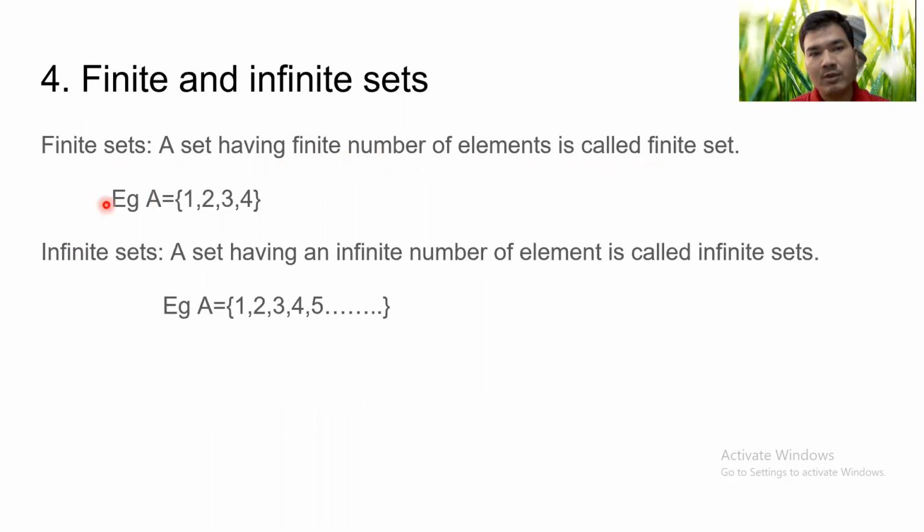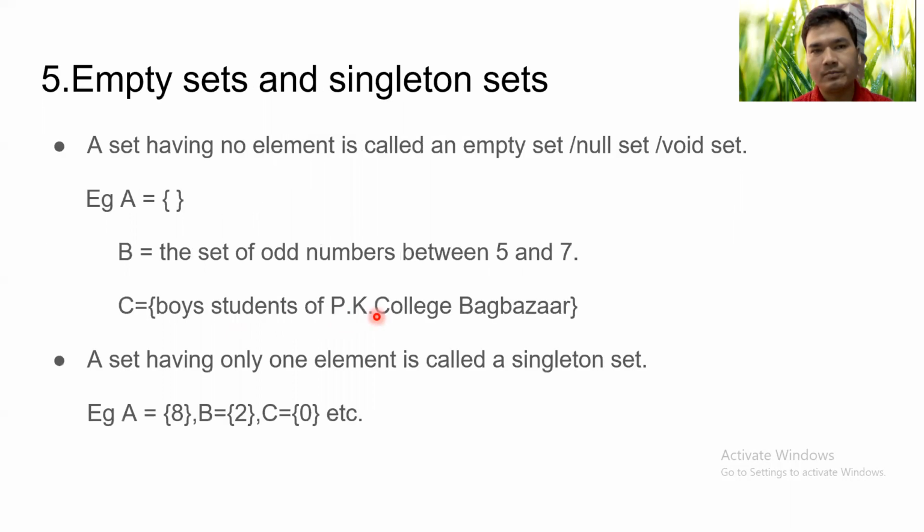Look at the example, set A. Inside set A, how many elements are there? 1, 2, 3, 4. These 4 elements are there. We can count them. That's why it is a finite set. Similarly, what is an infinite set? A set having an infinite number of elements is called an infinite set. Look at the example A equals 1, 2, 3, 4, 5, 6, and so on. There is no end, no last element. We cannot count them. There are infinite elements. That's why it's called an infinite set. Let's move to another slide.